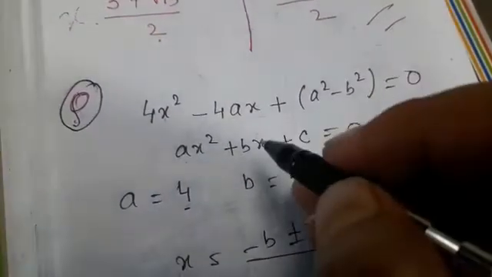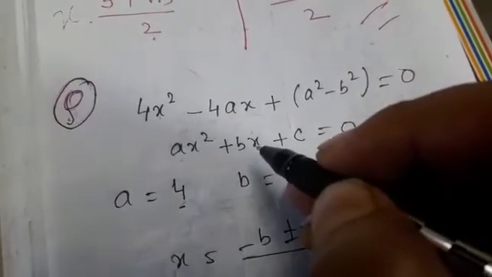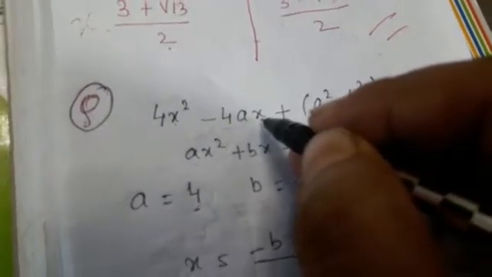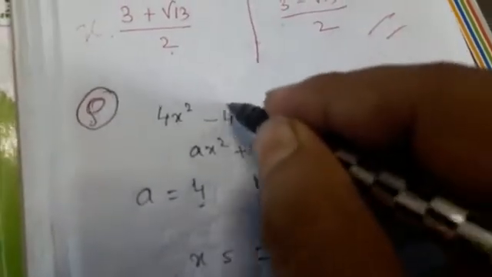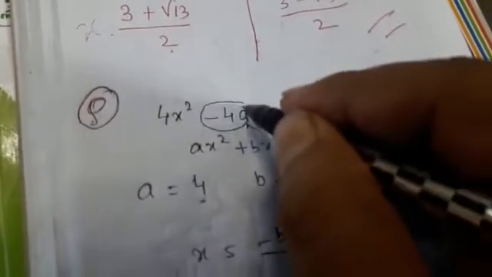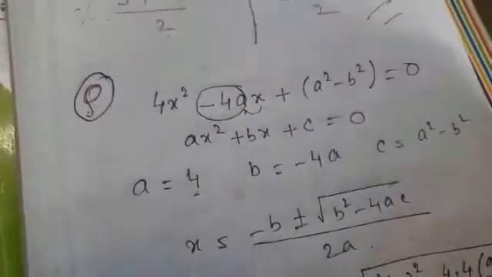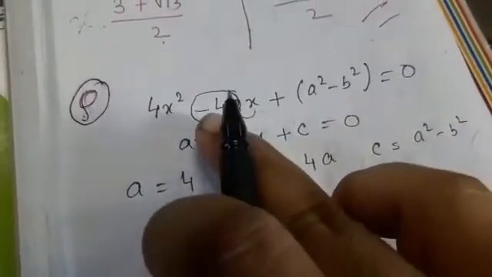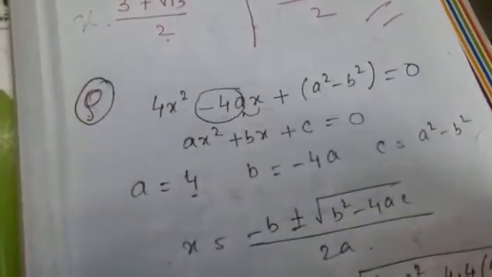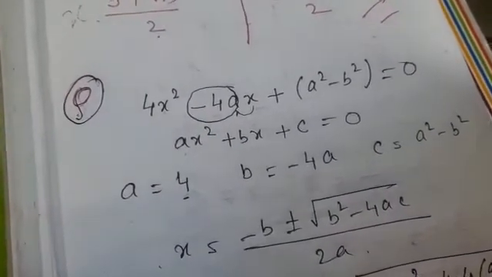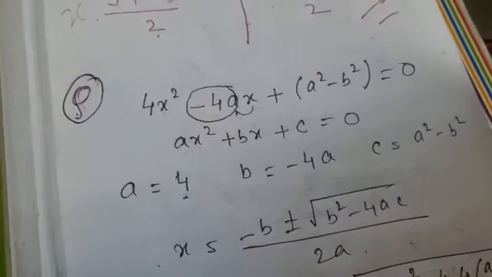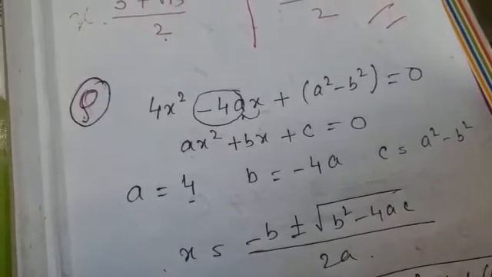Clear? Similarly, the coefficient of x is b. So what is the coefficient of x for your question? The coefficient of x is minus 4a. You are always supposed to take the minus sign. I have told you repeatedly, don't forget to take the minus sign. You will not get the correct answer then. So minus 4a is the coefficient of x, which is our b, right?